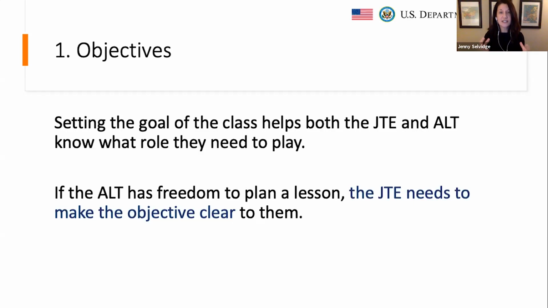So the JTE still needs to be driving the bus and make the objective clear for the ALT, even if they have complete freedom to plan a lesson. We always need to have that objective clear.